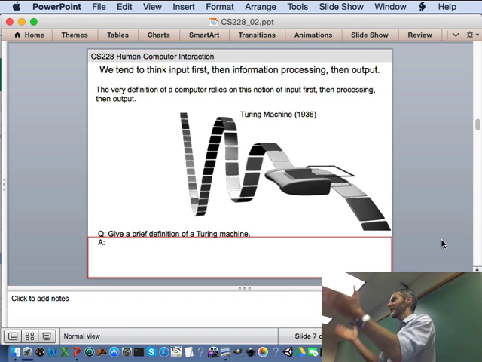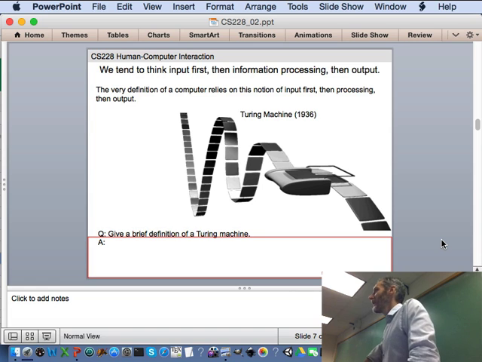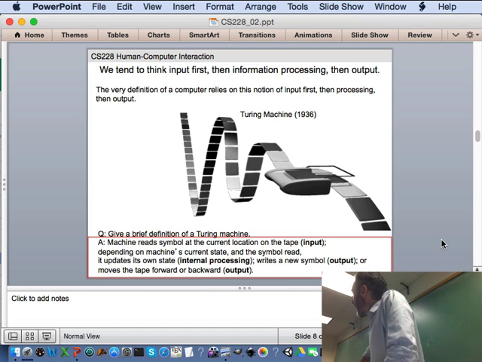Anybody want to hazard a 2 or 3 sentence summary of how the Turing machine works? It's an infinite tape that can go left or right. You can either read or write through each piece of tape as it goes. Exactly, right? So here's our Turing machine. Either the tape moves or the machine moves.